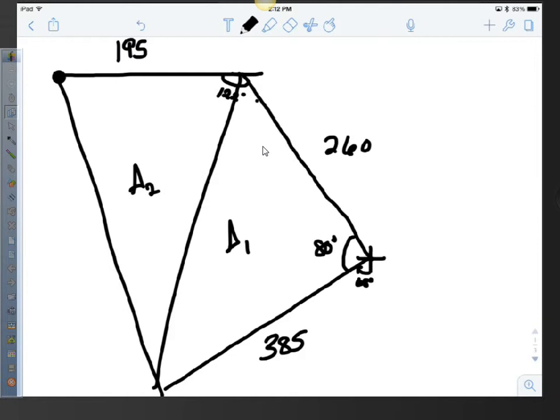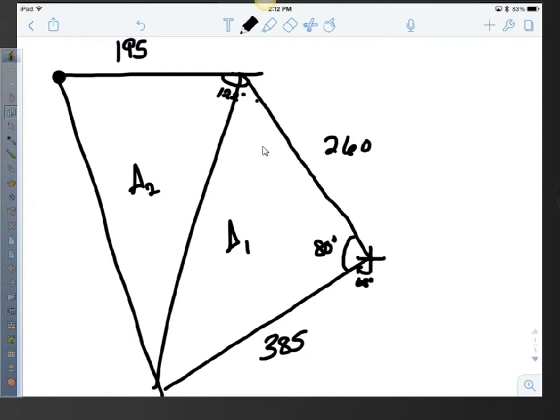Okay, so what's our plan? We're going to go to triangle 1. We're going to use law of cosines to find our diagonal length. We're then going to use law of cosines or law of sines to find this angle up top. Whatever we get here, we'll subtract off of what? The 122 to find this. And then we will have side, angle, side.